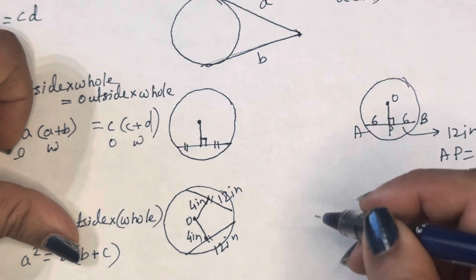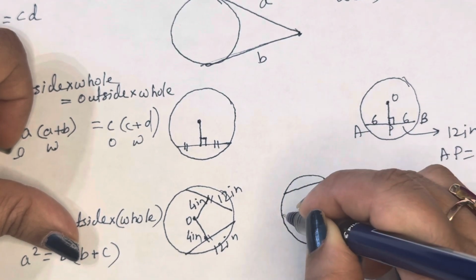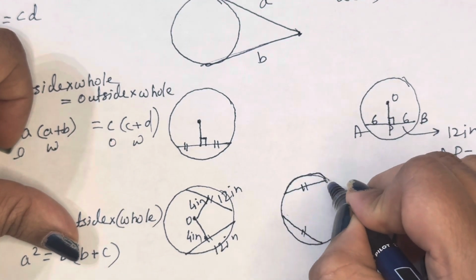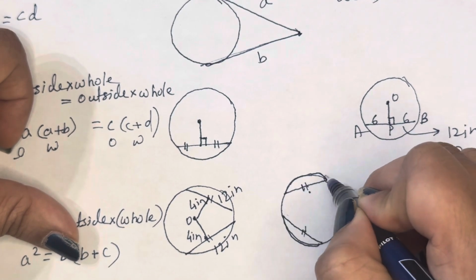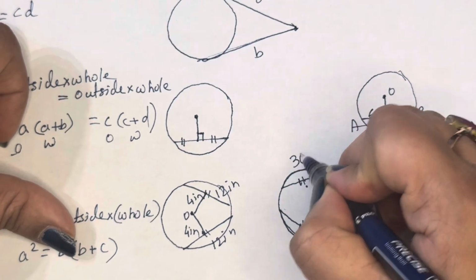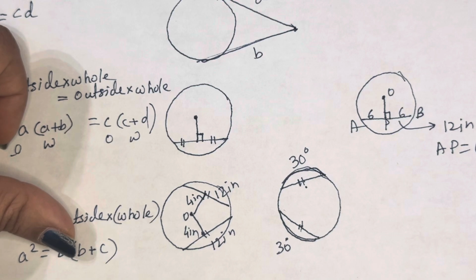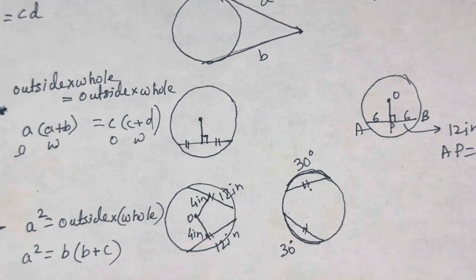Another property I didn't mention in my previous video is if two chords are congruent, the arcs related to those chords are also congruent. This is the arc related to this chord, and this one to this chord. Means if the measure of this arc is 30 degrees, the measure of this arc will be 30 degrees. So these are the few extra properties that I have not gone over, which I am going over now. Now I'm going to do some questions based on the concept that we did just now.